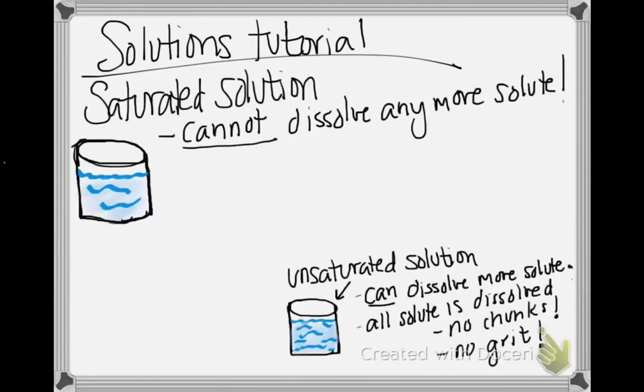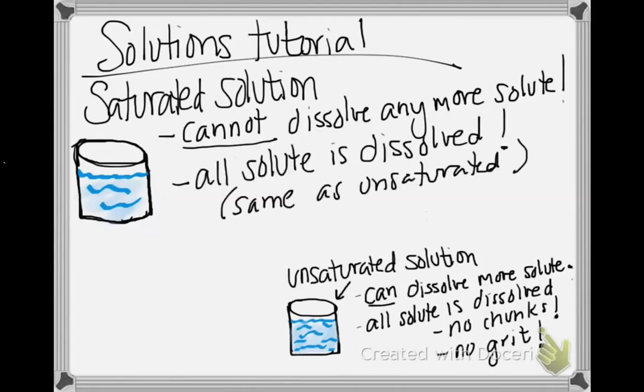Here we have a saturated solution. It cannot dissolve any more solute. But how does a saturated solution look? Well, here's the weird part. In a saturated solution, all the solute is dissolved, which means it looks the same as right at the point of saturation. Where the saturated solution is going to look different is when we add more solute to it.